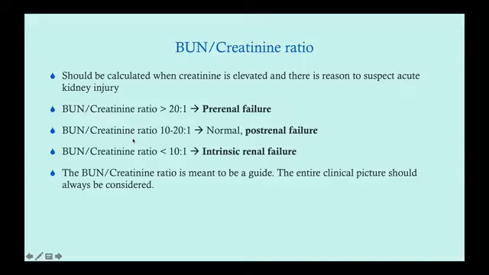If it's 10 to 20 in that kind of normal range, then you don't really know. Post-renal failure can fall into this category, but post-renal failure is usually pretty evident clinically. Really enlarged prostate, a stone in the distal urinary tract, bilateral stones. So usually that's pretty evident clinically. But the ones you really want to know, greater than 20 pre-renal, less than 10 intrinsic renal. The BUN creatinine ratio is meant to be a guide. It is not diagnostic by any means. Even if you do use it to try to diagnose, it just gives you a category.